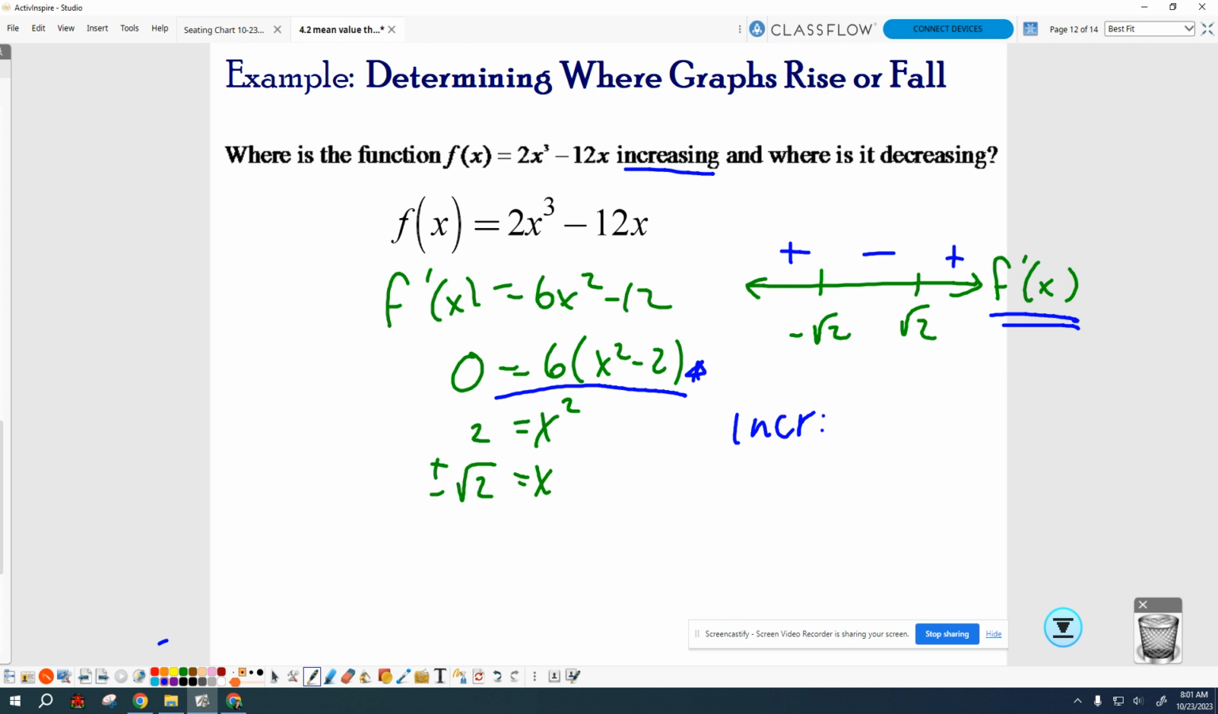Instead of negative, I need the negative root 2 and then the union of root 2 to infinity. Okay, round or square? AP will take either one. Personally, I hate when it's square, but they'll take either one. Because if it's increasing there, it's also decreasing there, and how is it increasing and decreasing at the same time? Kind of bugs me.